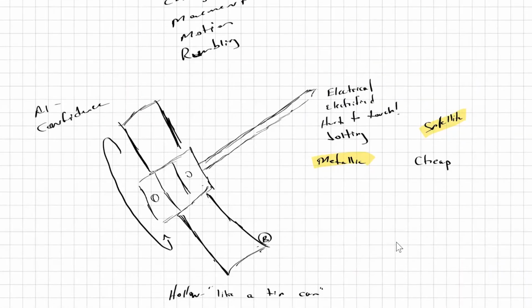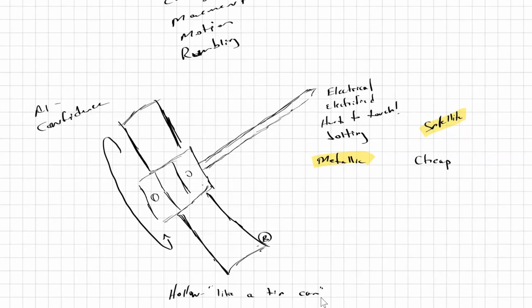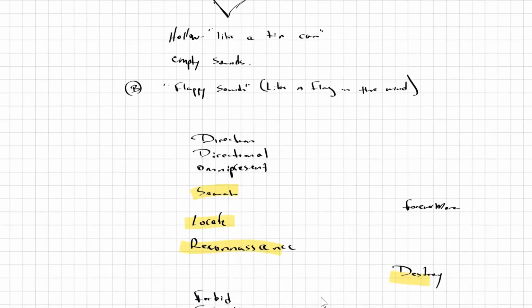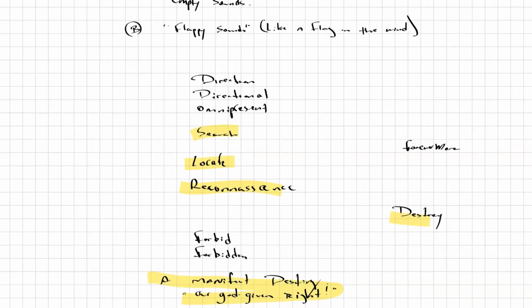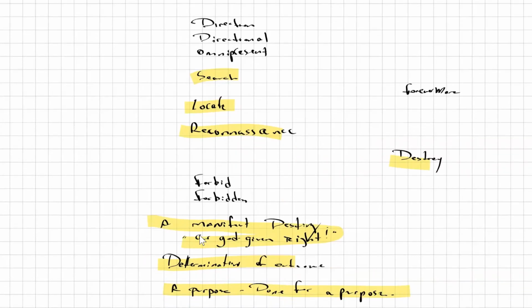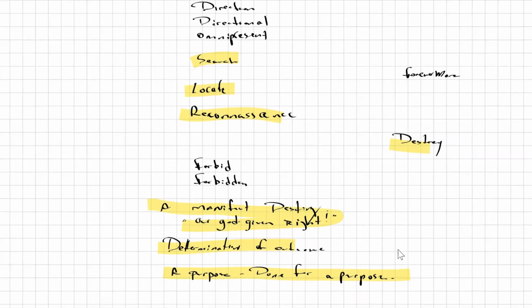Had this satellite object up in the sky, metallic, but it was hollow. Something tied into search and locate or reconnaissance, an AOL of destroy, a manifest destiny, our God-given right, determination of outcome. It was a purpose, a done for a purpose.